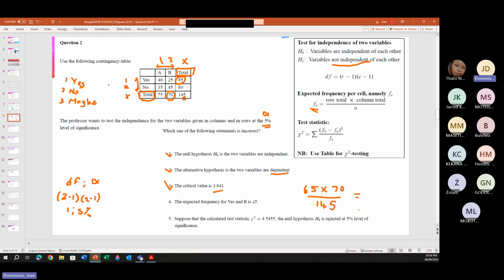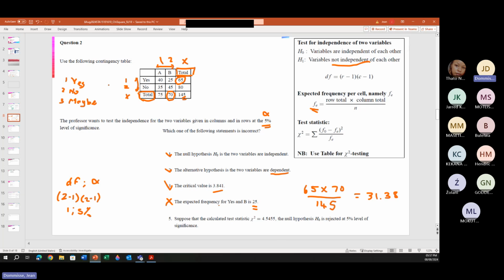So let's see quickly on the calculator. 65 times 70 divided by 145. So what I get is 31.38. And the expected value that they gave us is 25, which is incorrect.